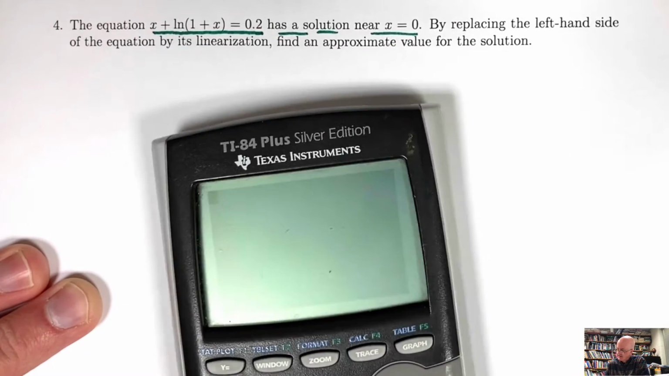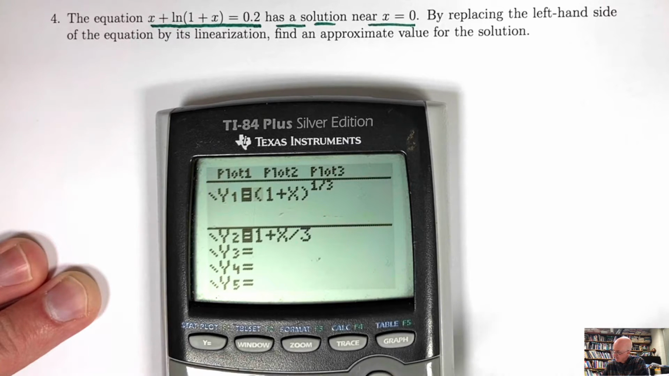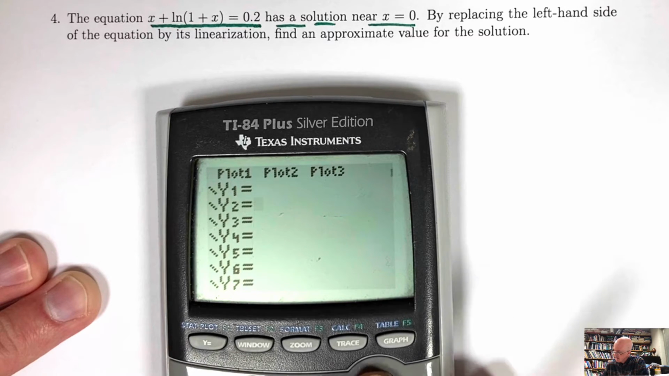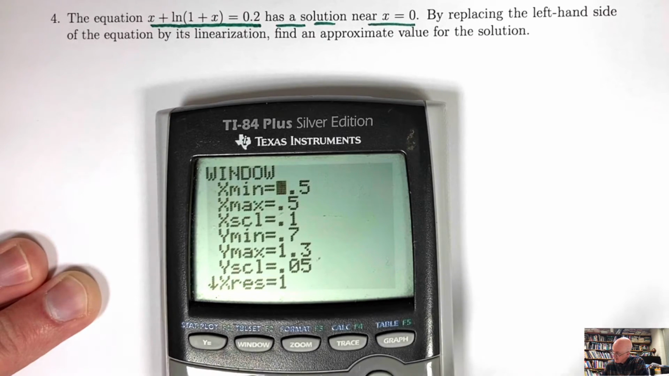Let's just confirm that there really is a solution near 0. So I'm going to make different graphs this time. The function x plus ln of 1 plus x, and I'll also graph a horizontal line at 0.2, graphing it near 0. We want an output close to 0, so let's go from, say, negative 0.5 to positive 0.5.